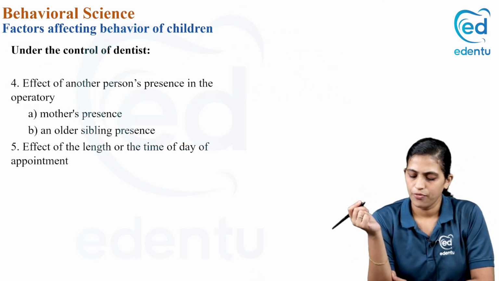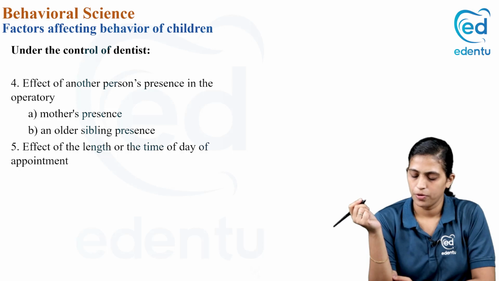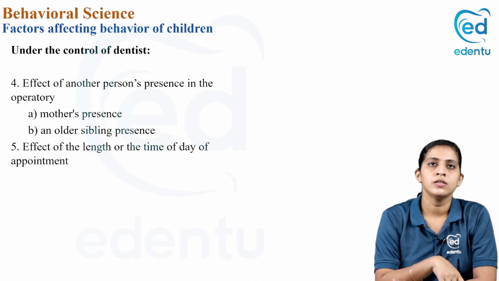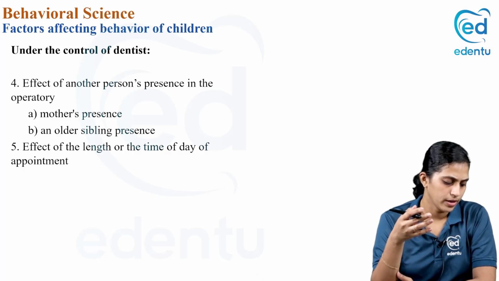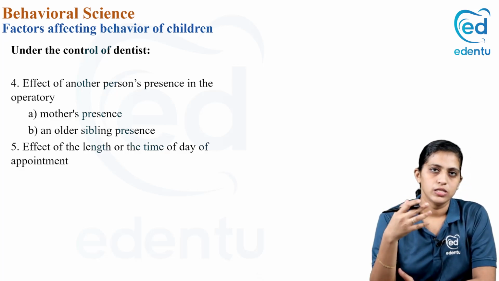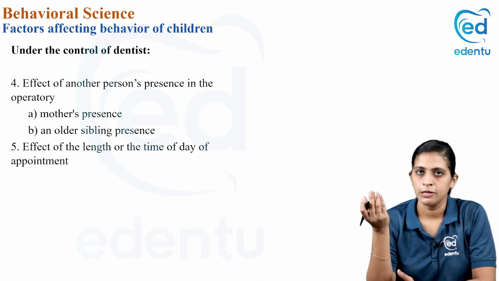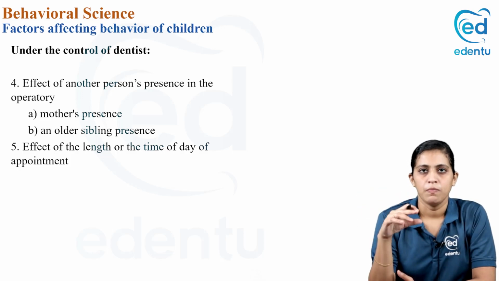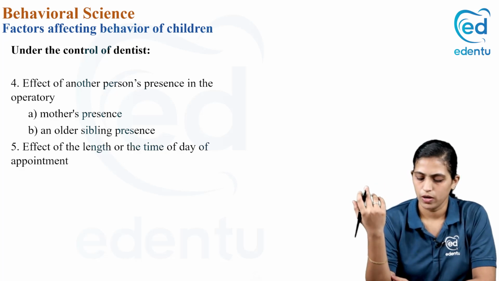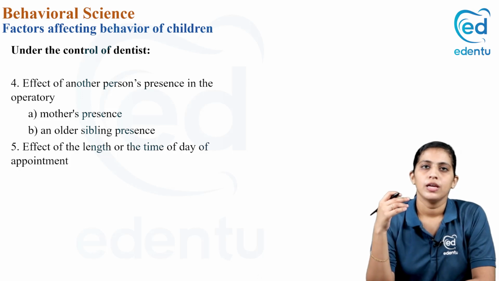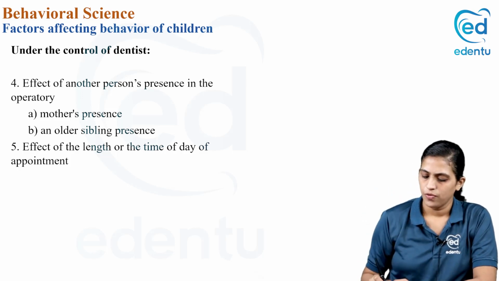Next is the effect of another person's presence in the operatory. First is the presence of mother. As we know, children who are in their preschool age or before that have separation anxiety. So the presence of the mother is very important when the dental treatment is going on. But older children don't necessarily need this. Also the presence of older siblings.